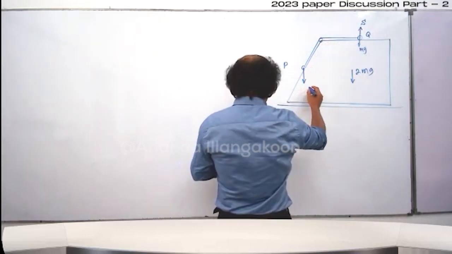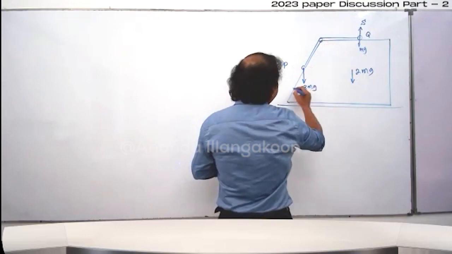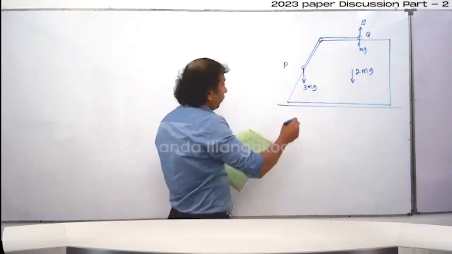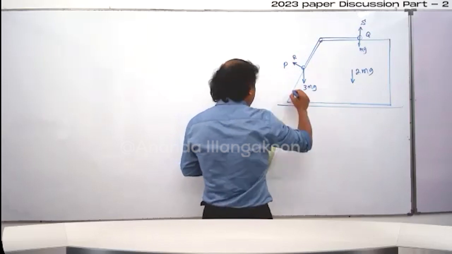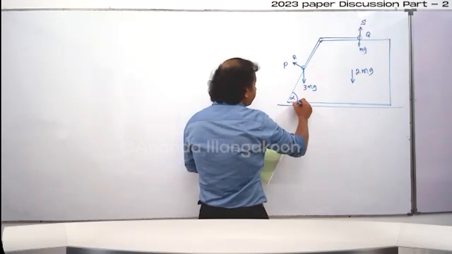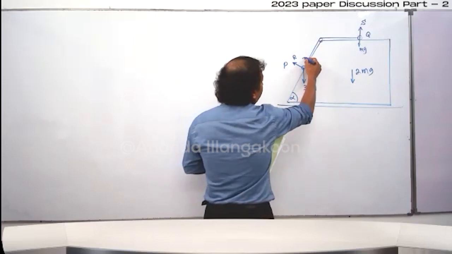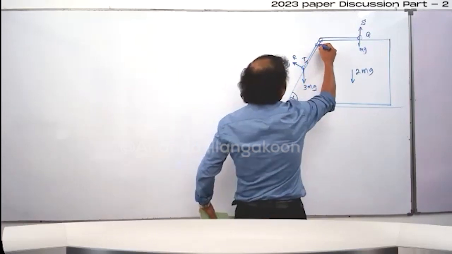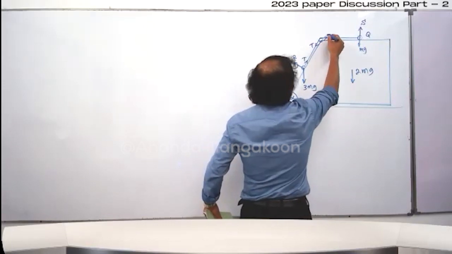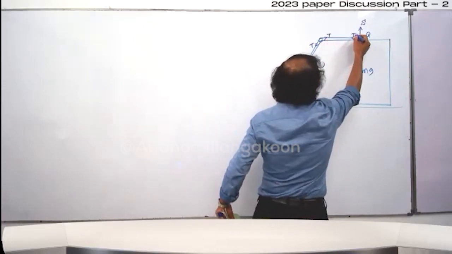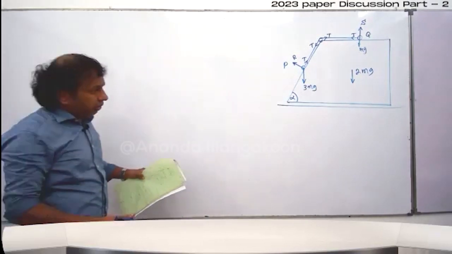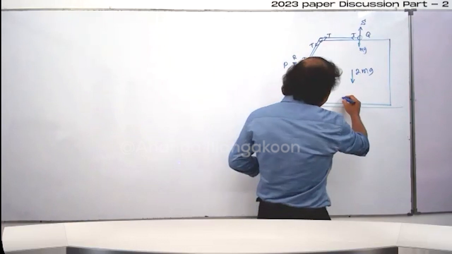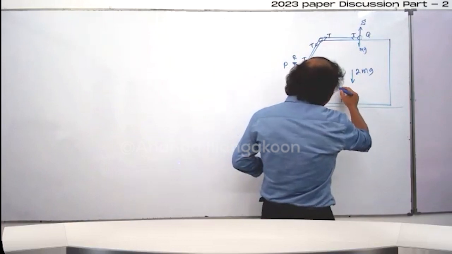Weight is 3mg. Now there will be a normal reaction that is perpendicular to this plane. This angle is alpha. Tension in the string is the same everywhere, like this. By the horizontal plane, there will be another reaction like this.